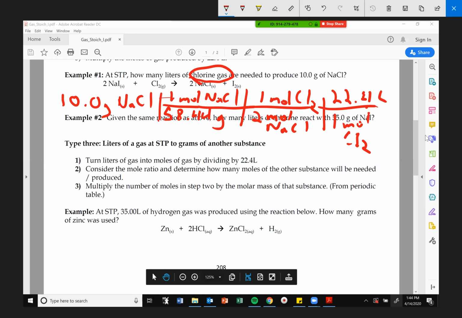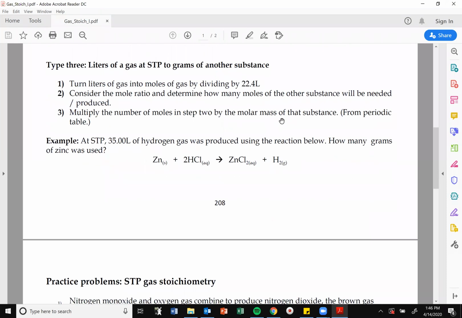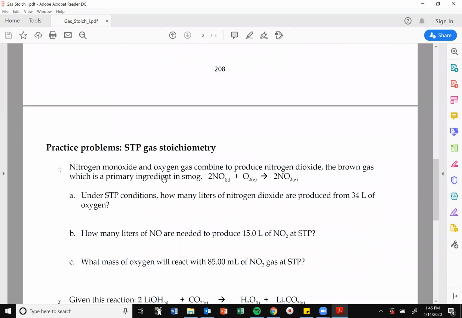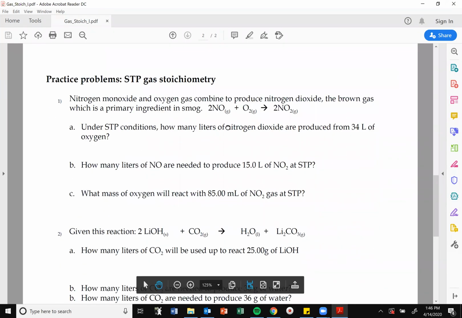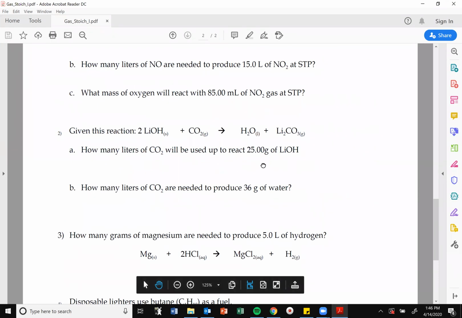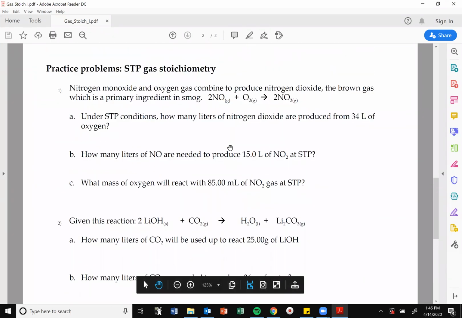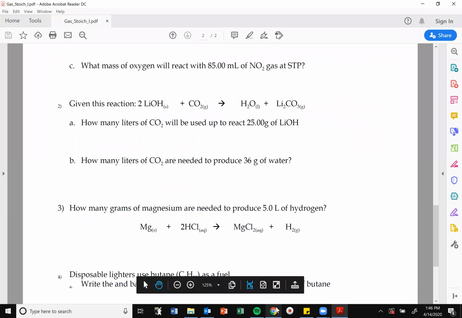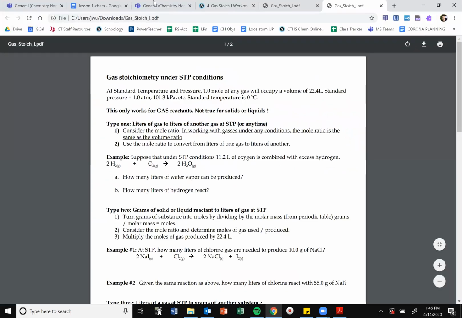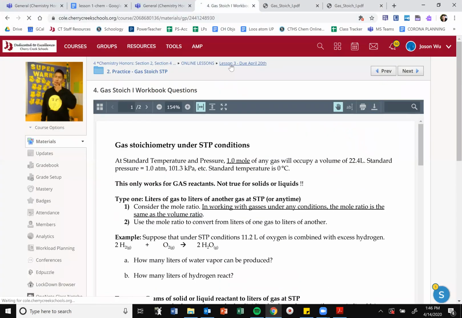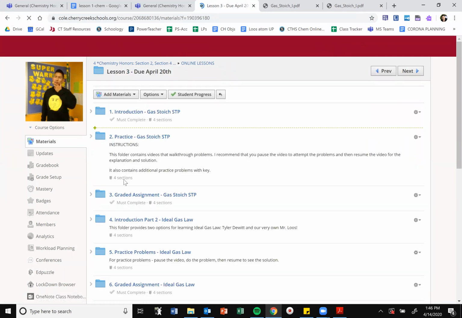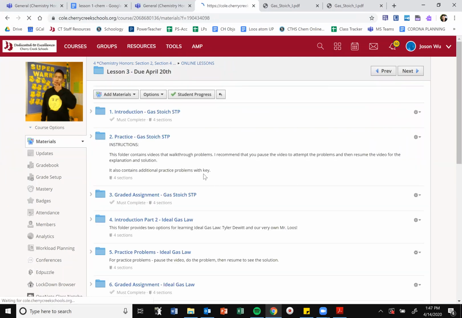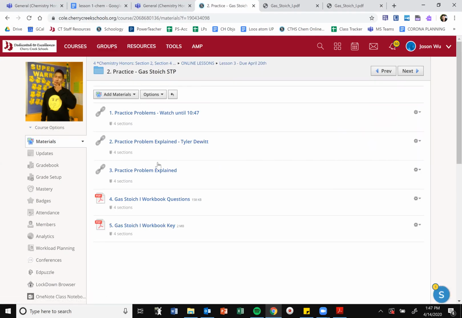Don't forget that this is all at standard temperature and pressure. All of these questions here have to do with using that 22.4 liters to 1 mole conversion. And these videos will also focus on that. So basically that's these 3.